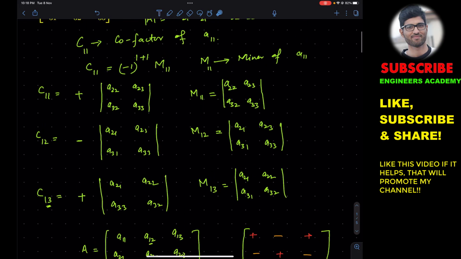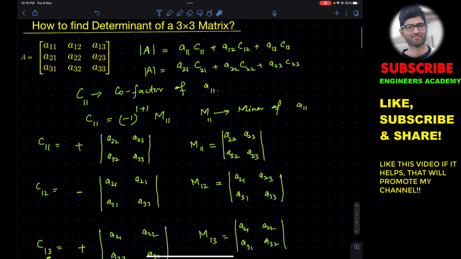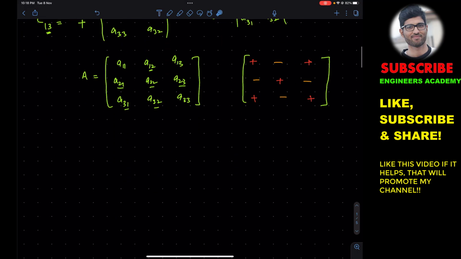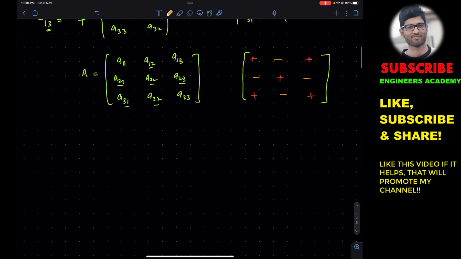So I have written that the determinant of this particular matrix by using the elements of the first row will be equal to A11 multiplied by C11 plus A12 C12 plus A13 into C13. So let me write that the determinant is equal to A11 multiplied by C11 plus A12 multiplied by C12 plus A13 multiplied by C13.